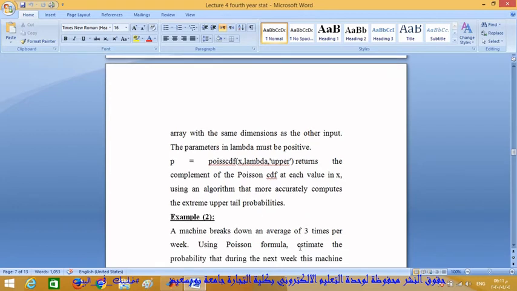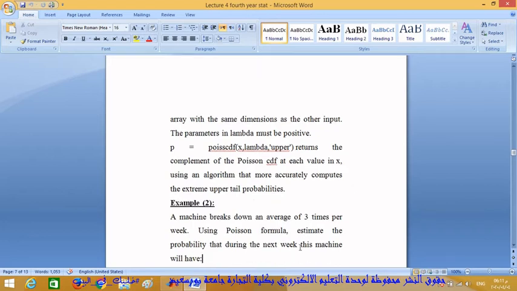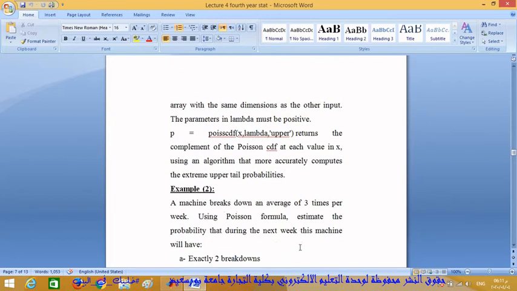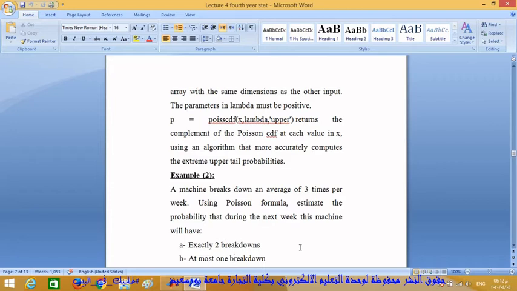Using Poisson formula, estimate the probability that during the next week this machine will have number A, exactly 2 breakdowns. Now lambda equal 3 and X equal 2. Number B, at most 1 breakdown. At most 1 means 0 and 1.